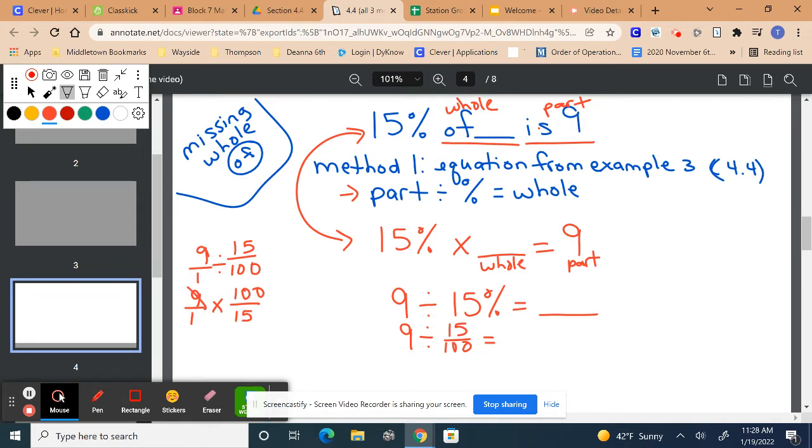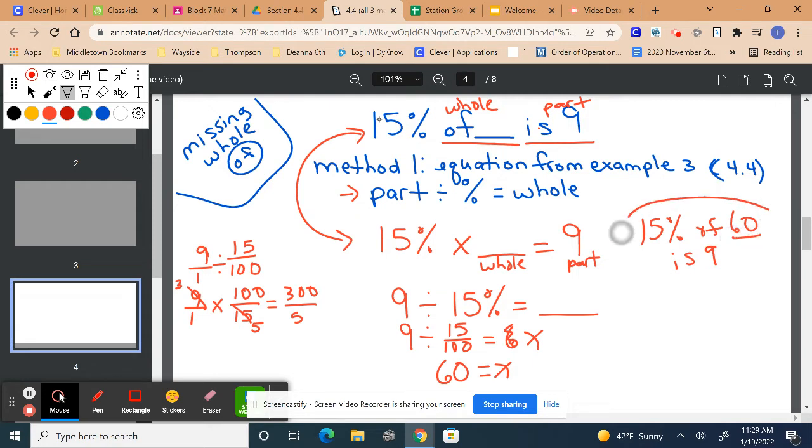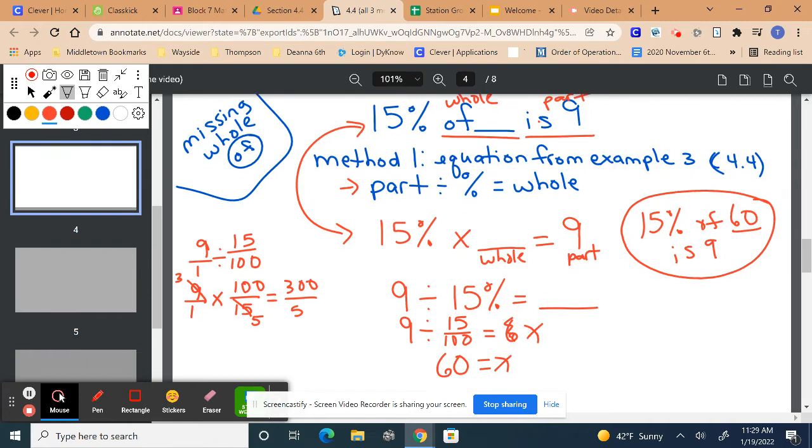What's great is I can cross cancel. And then I have 300 over 5, which is 300 divided by 5. And that gives us 60. So we're going to say, equals x. And then we're going to say 60 equals x. So we're going to say 15% of 60 is 9. And that's what we're missing. We're missing our whole. So that was our method 1.